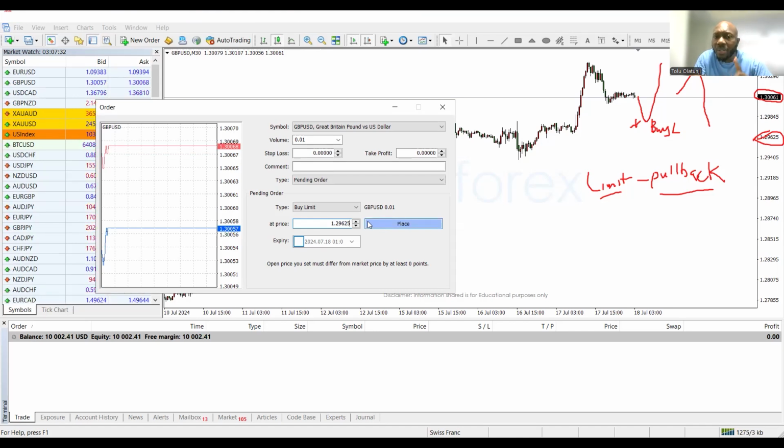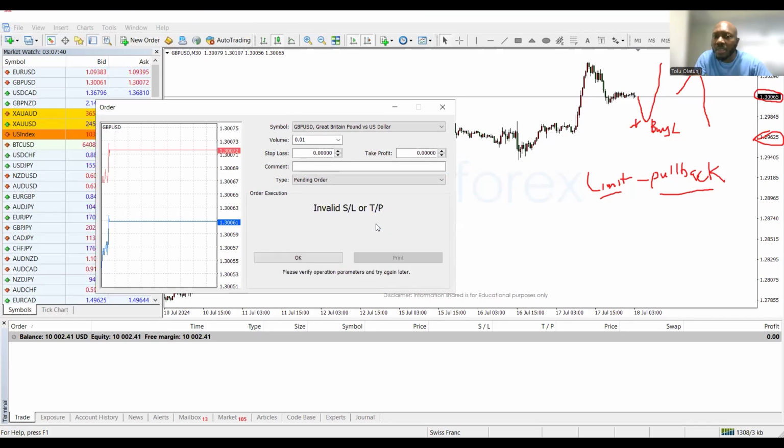But back then, I used to make that mistake because I wasn't sure whether it was a buy limit or buy stop. So if we use a buy stop, look at what will happen. Click on place. Oh, wow. Invalid stop loss or TP, take profit. What does that mean? And we did not set stop loss or take profit.